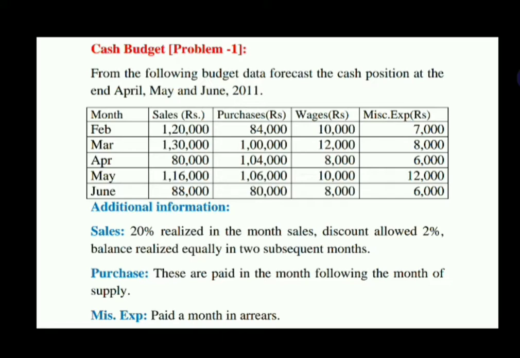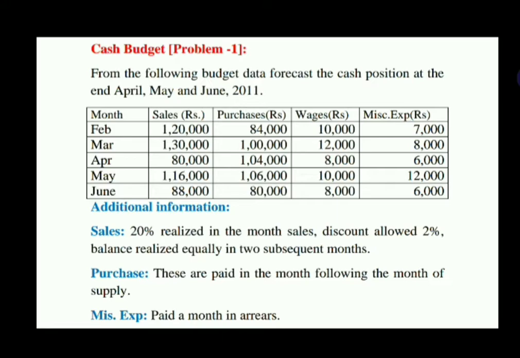See here, there is a problem. From the following budget data, forecast the cash position at the end of April, May and June 2011. See here, months, sales, purchases, wages, miscellaneous expenses. Months given: February, March, April, May and June. Sales: 1,20,000, 1,30,000, 80,000, 1,16,000, 88,000.